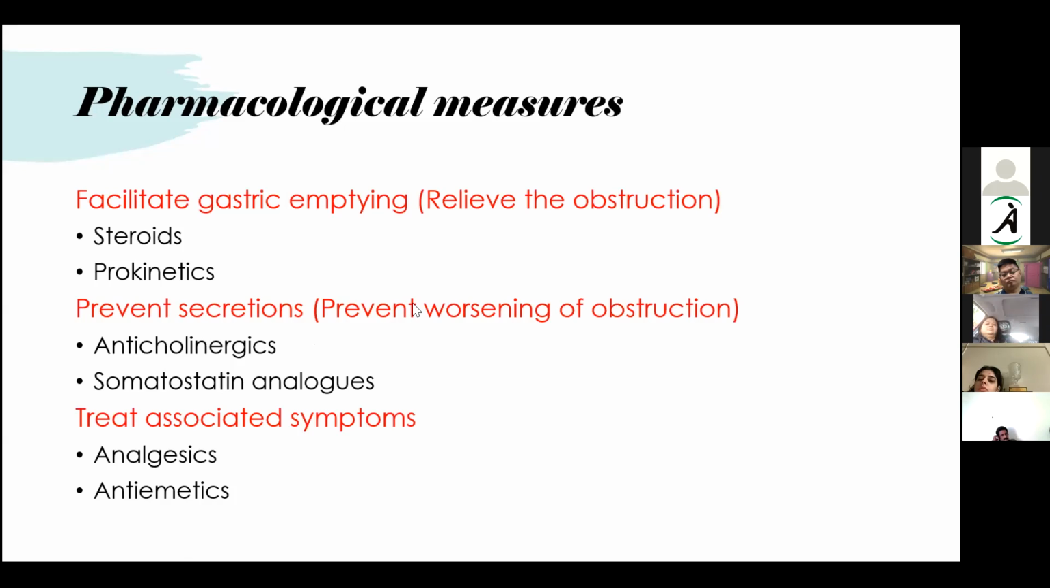As I mentioned, in partial obstruction, what we are usually trying to do is push things forward, so that the symptoms of obstruction are relieved. In complete obstruction, there is no point in pushing again. Then what we try to do is prevent the secretion, so that the accumulation of fluid is not worsened. That is the second class of drugs. There may be associated symptoms with that. Analgesics and antiemetics can be used to treat those symptoms, like vomiting or pain. Those can be used for that.